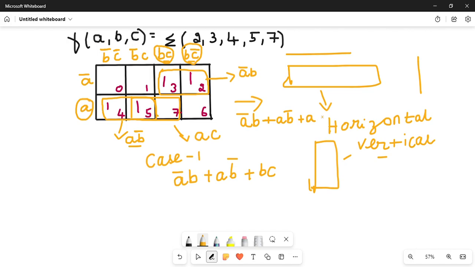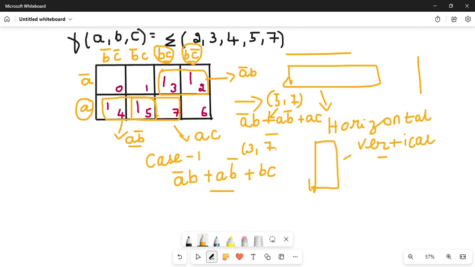Please remember, when you group vertically, what's going to happen is that your A bar and A will get eliminated. So now what I did is, I grouped 3 and 7 first. This is the resultant we get when grouping 3 and 7, and this is the resultant we get when grouping 5 and 7.